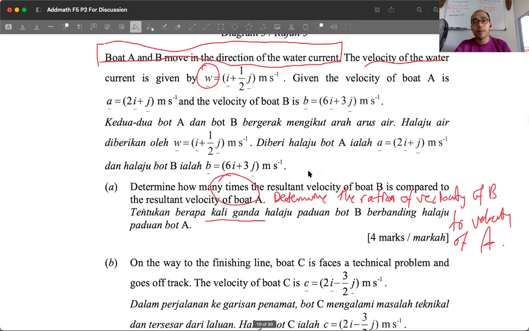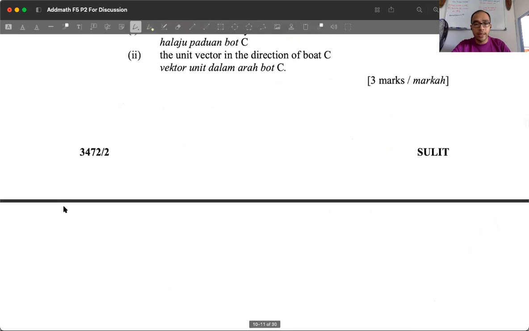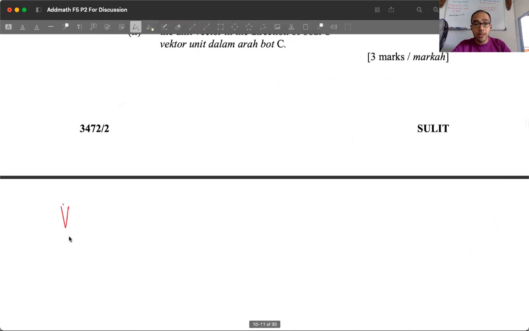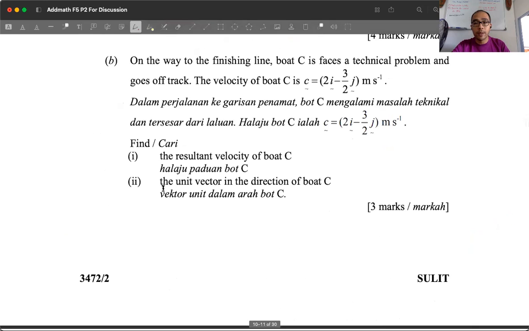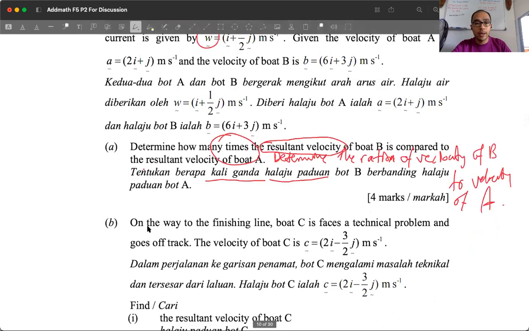But the question is the resultant velocity, halaju paduan. That means we cannot just take into account its own velocity alone. It combines with what? It combines with the velocity of the water current. Okay, so based on this information, I can say that the resultant velocity of A is W plus the velocity of A.